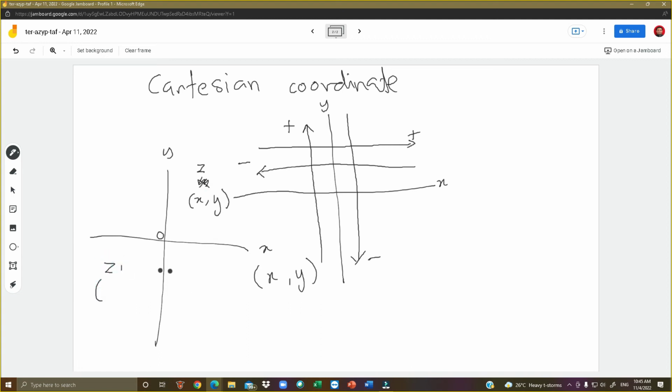Okay. Let's say I put something here. Z1. Okay, now X. Positive ke negatif? Negatif. Negative X. How about Y? Negatif juga. Okay. How about Z2 X? Negatif. Negative. Y? Positif. Positive. So automatically kalau Z3 ni X dia negatif positif? Positif. Y dia? Negatif. Okay. So Cartesian coordinate function dia macam ni.